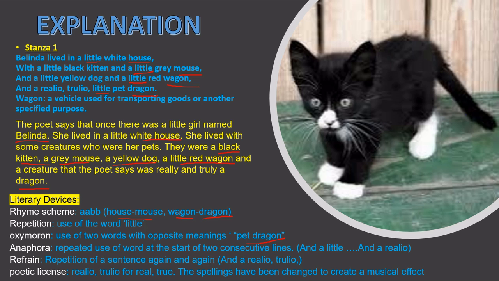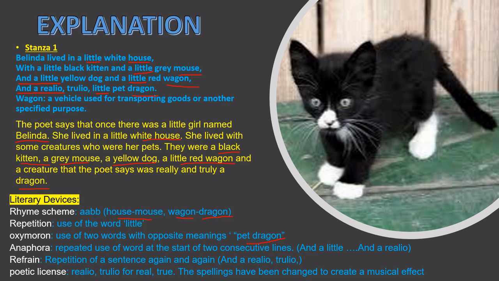Then you have another literary device, anaphora. Anaphora is the repeated use of a word at the start of two consecutive lines, like 'and a little' and 'and a really'. You see here, and a little yellow dog, and a really truly little pet dragon. So this is the repeated use of a word at the start of two consecutive lines, and you see this word 'and' is repeated here. This is known as anaphora.